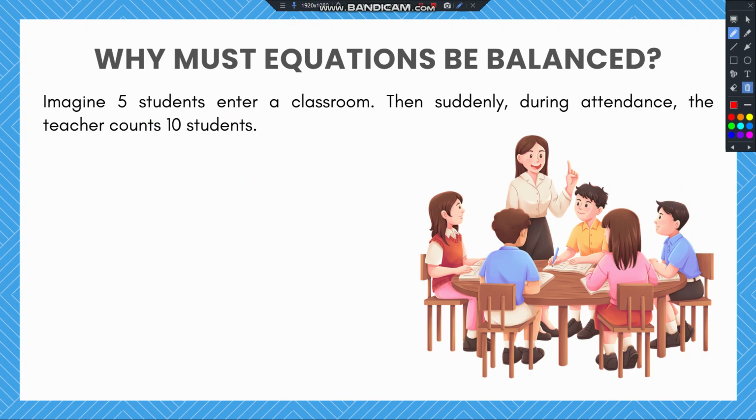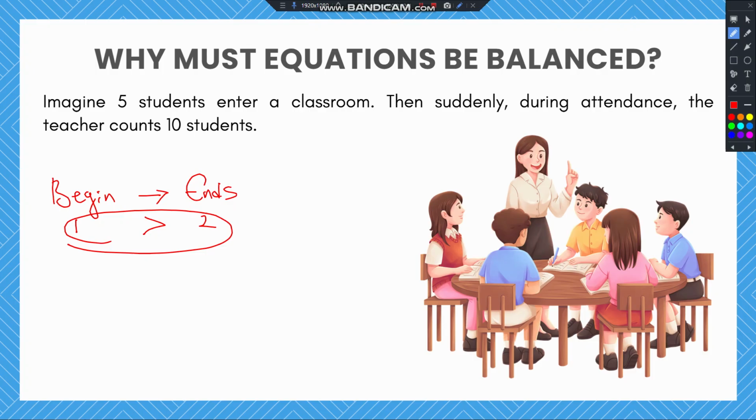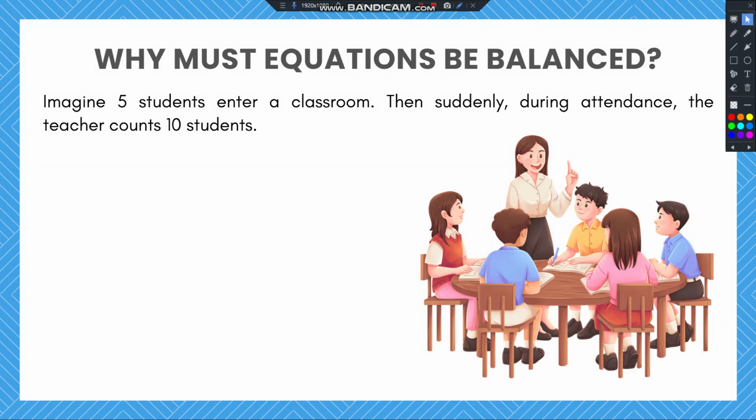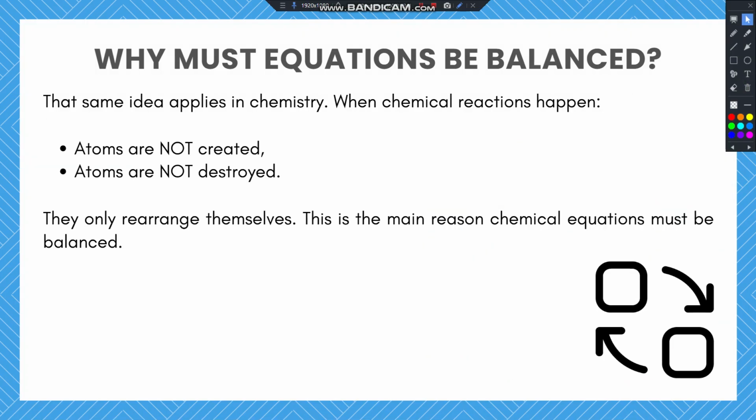In the same way, chemical equations work like that. The number of atoms or the amount of substances that begin a chemical reaction must be the same as the amount of substance that ends the chemical reaction. If one is higher than the other, then it is not balanced. So you can see how this works. You'd be asking, how did five extra students enter the class? So that same idea happens in chemistry.